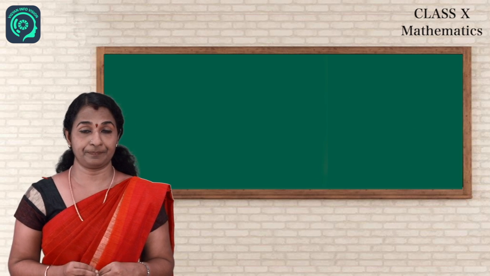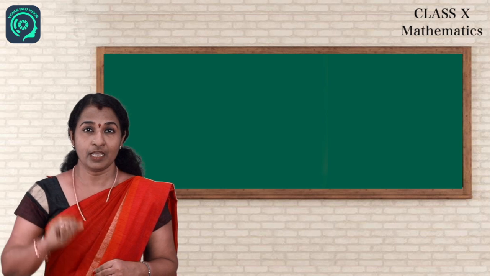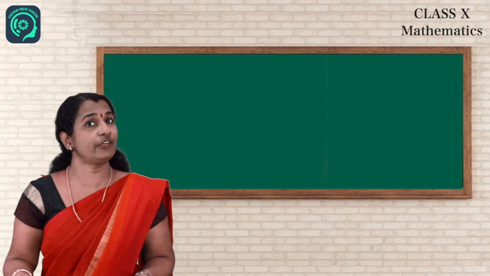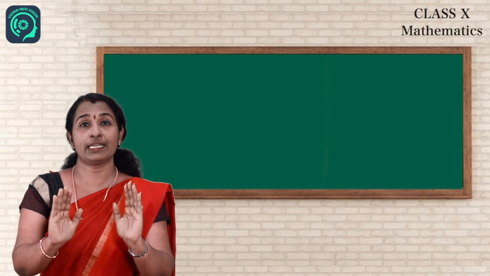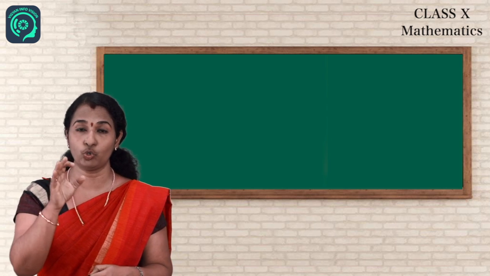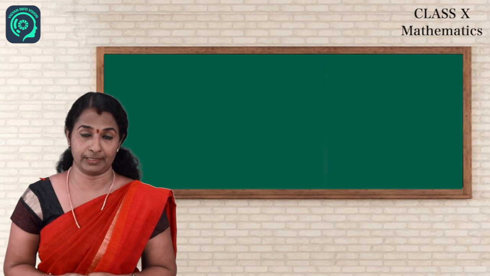I'll give you an example. 5 is a prime number. 5 divides 625. So 5 divides 25 also. So this theorem just keep in your mind, and we are going to move further with the proof of root 2 as an irrational number.